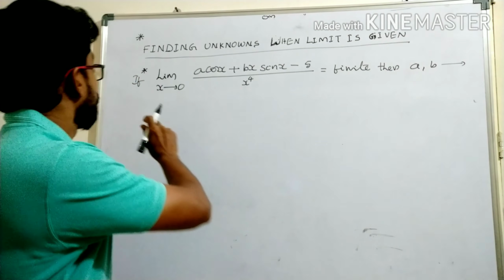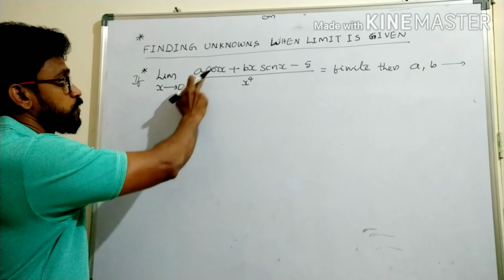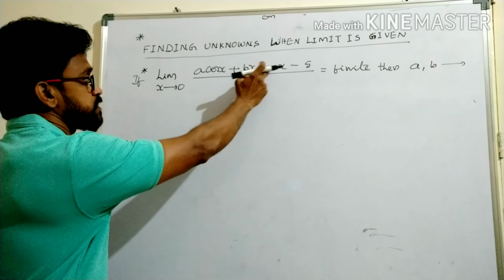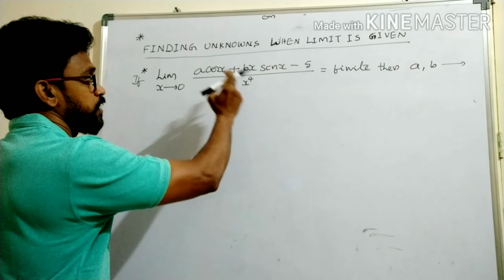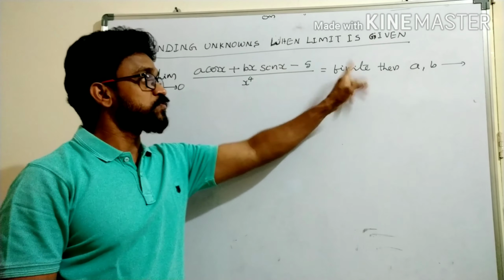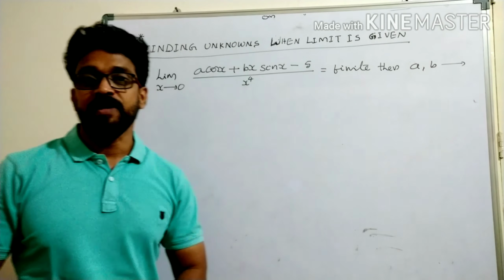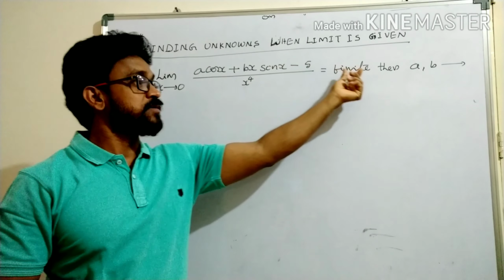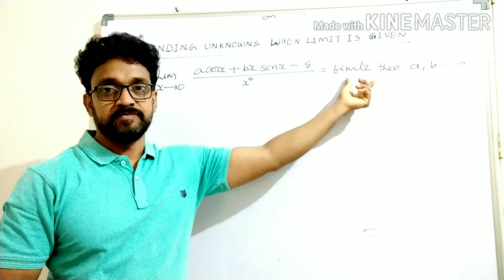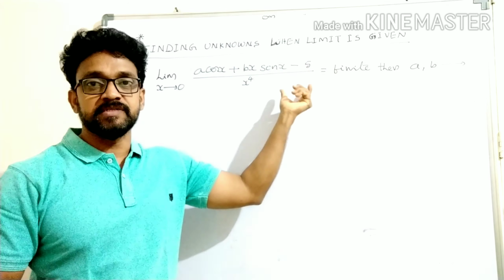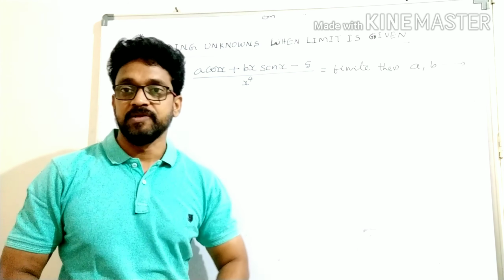Now, if the limit as x tends to 0 of (a cos x plus b x sin x minus 5) divided by x power 4 is finite, then find a and b. Here, a and b are unknown values. Here the limit exists because it is finite. So the limit is given; find the unknown values a and b.